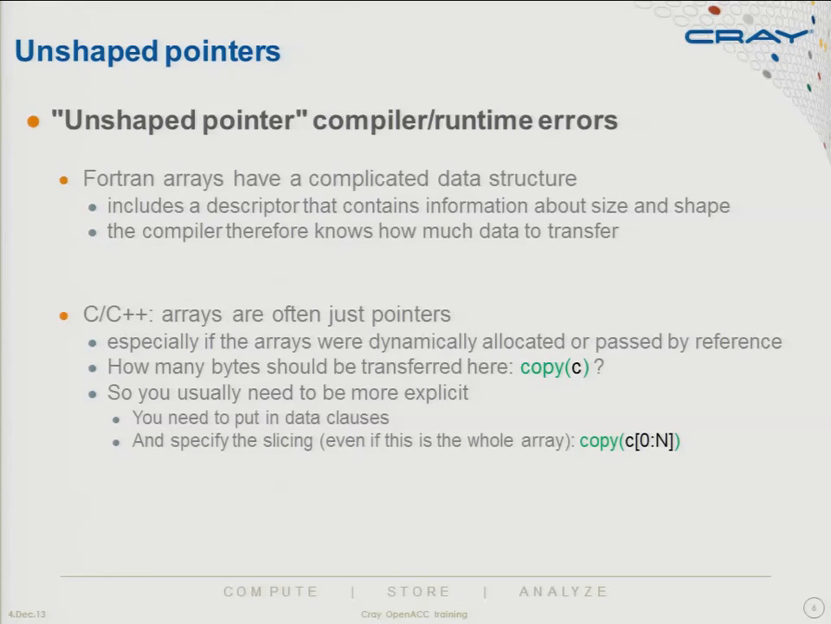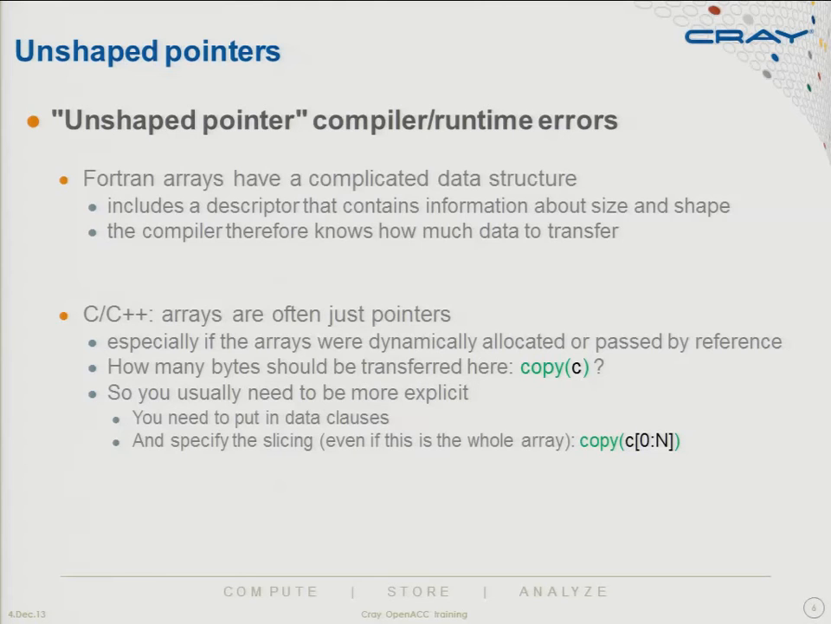It doesn't know. So in C and C++, if you're using dynamically allocated arrays or arrays passed by reference, you will often need to specify the data movements explicitly, and you will need to specify the slice, even if it's the whole array, just because the compiler's got no other way of knowing how much data you plan to move. In Fortran, it's different, because in Fortran, an array is not just a pointer. It's actually this array descriptor, which contains all sorts of information about the shape of the array and the size of the array. And so the compiler can hook into that information to work this out for itself. But in C, you often have to be explicit.